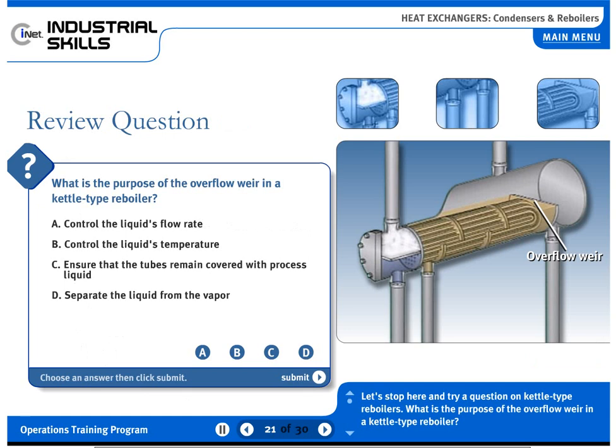Let's stop here and try a question on kettle-type reboilers. What is the purpose of the overflow weir in a kettle-type reboiler?